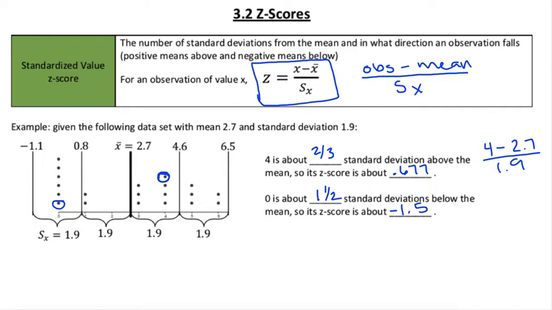If I did the same thing for 0, I would have 0 minus 2.7, divided by 1.9. Now I can see that I'll get a negative numerator, and dividing by 1.9, I get negative 1.42. So again, just eyeballing it, we're able to see where that standardized score is. It tells us how far it is in standard deviations.